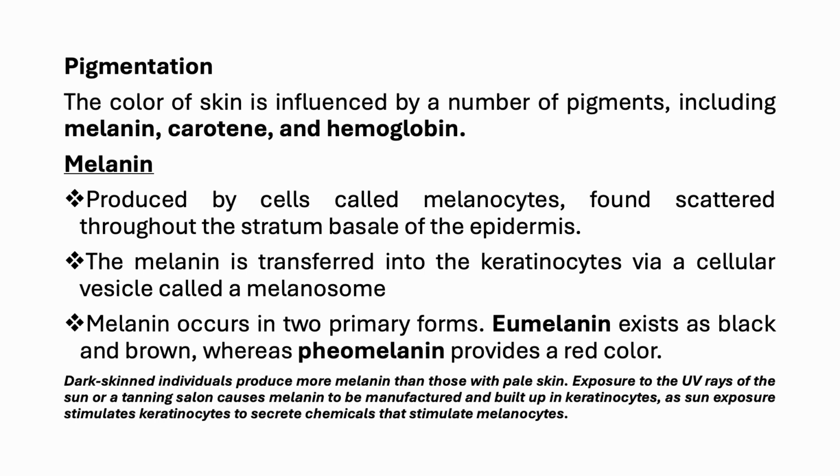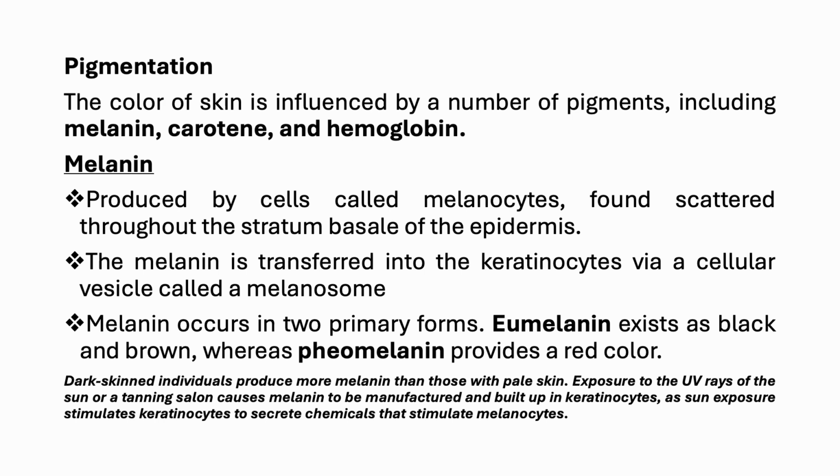Melanin, as we discussed, is in the epidermis, produced by cells called melanocytes, found scattered throughout the stratum basale of the epidermis. Melanin is transferred into keratinocytes via cellular vesicles called melanosomes. Melanin occurs in two primary forms: eumelanin exists as black and brown, whereas pheomelanin provides a red color.